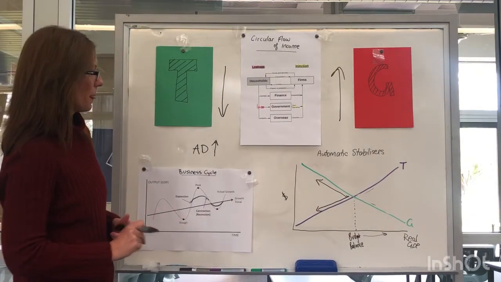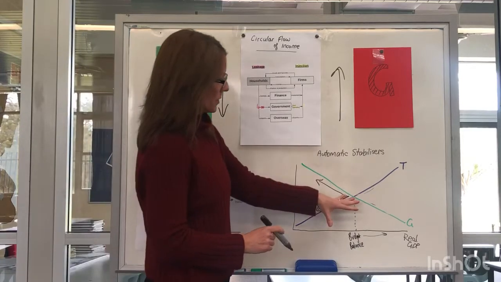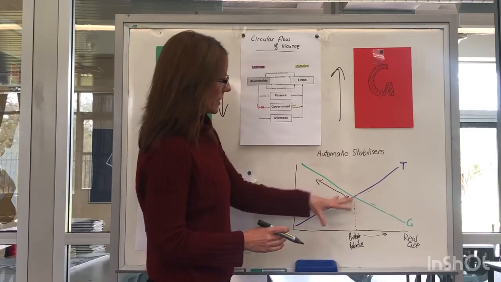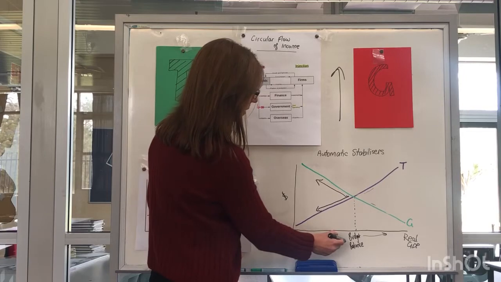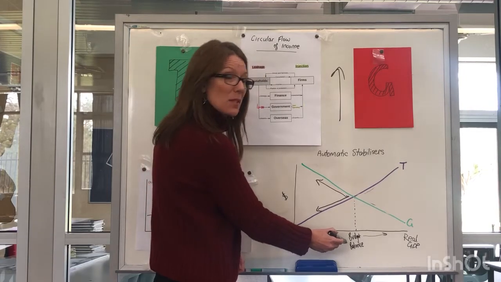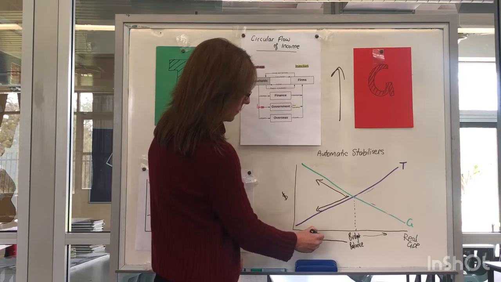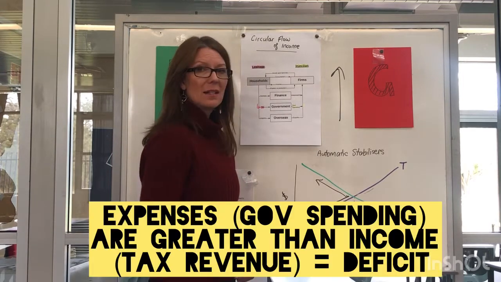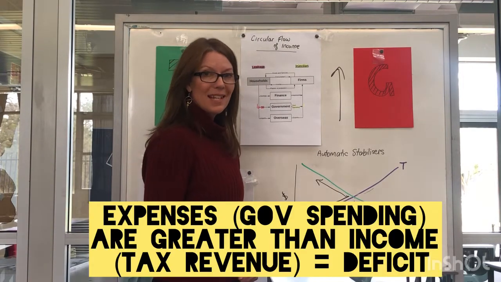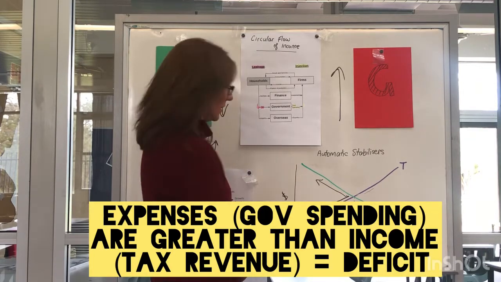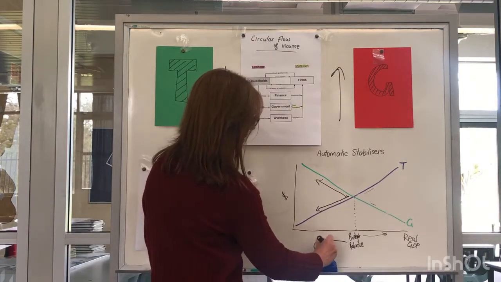Okay. So if we're looking at this particular chart where we've got our automatic stabilisers, we can see that automatically in times of recessions or troughs, we have more government spending, less tax. That obviously results in a deficit, doesn't it? So automatically there's a deficit.